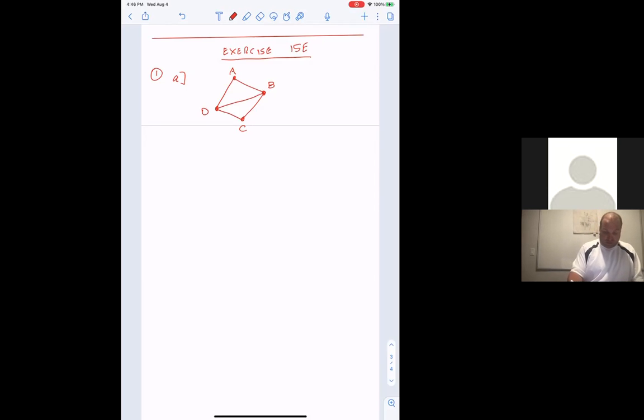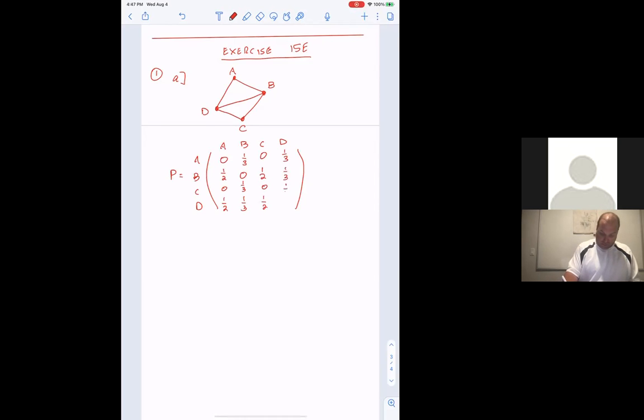And let's construct the probability transition matrix, A, B, C, D, A, B, C, D. A cannot go to A, and it has an equal chance of going to B or D, and cannot go to C. B has a chance of going to A, not to itself, but to C or D with equal probabilities. C can only go to B or D with equal probabilities, and D can go to A, can go to B, can go to C, but cannot go to itself.